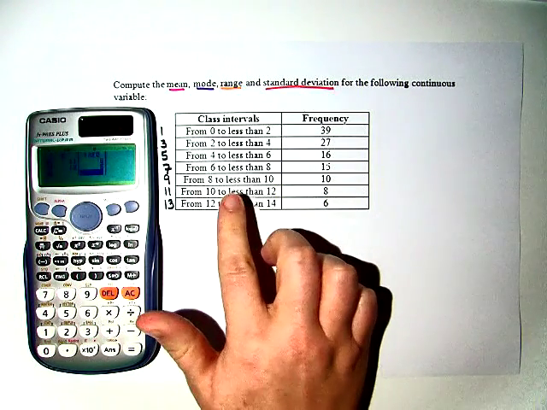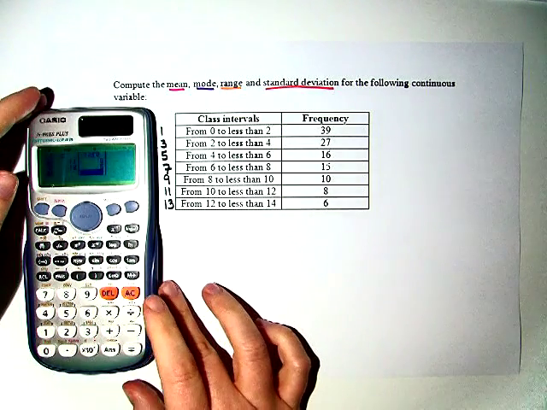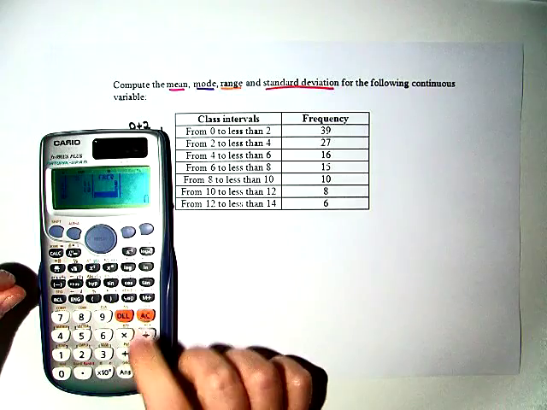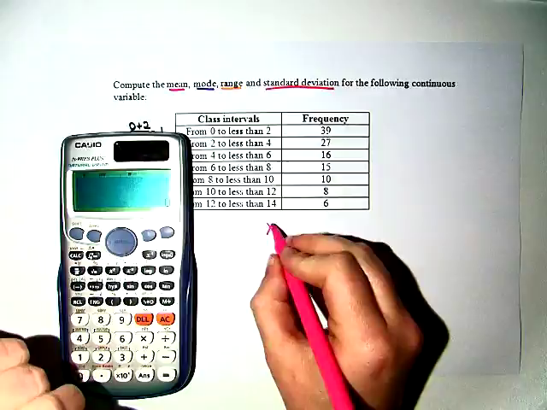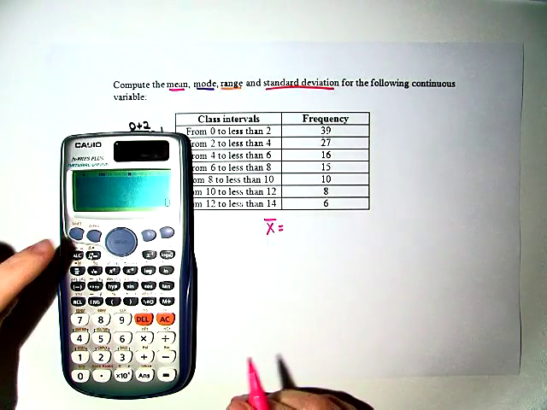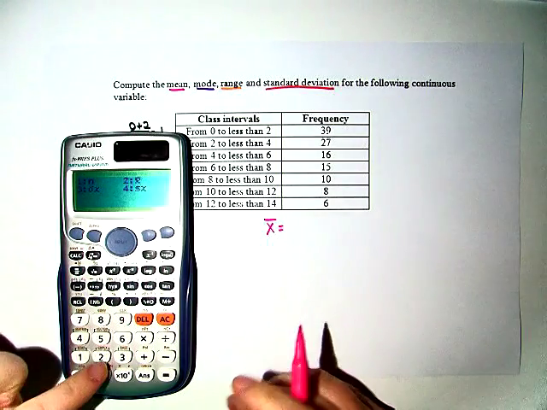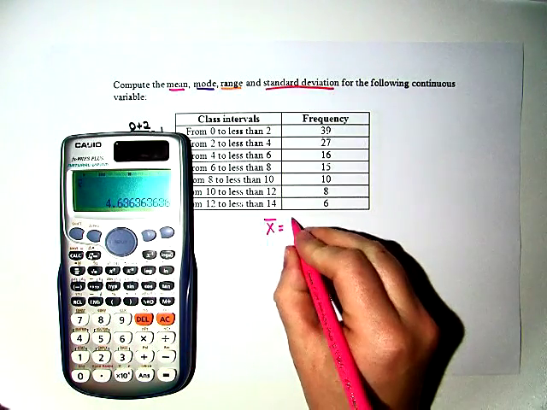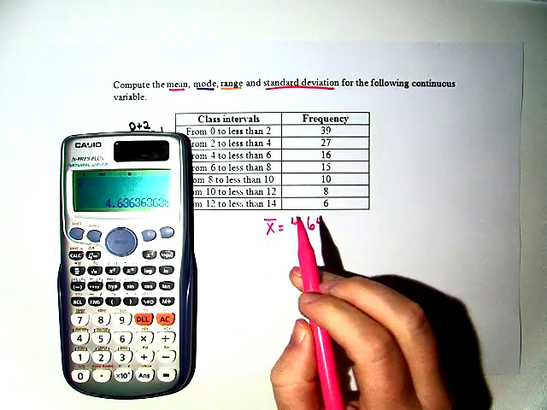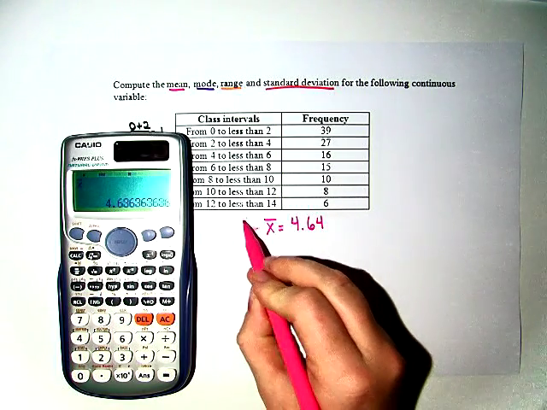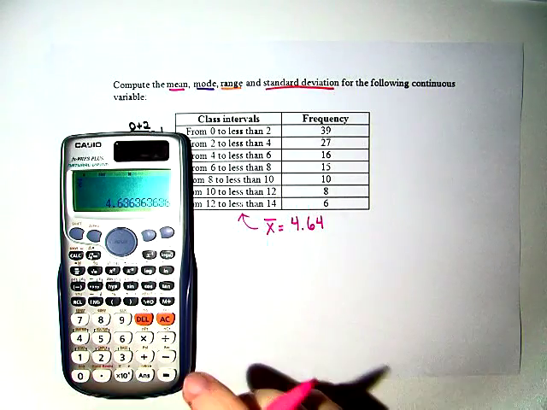Your frequencies should always match your data. If you get a mismatch, you know you've made a mistake and you need to go back and do it again. So we go back to the main page, and we're going to start by doing the mean. All right, you do Shift 1 to go into your stat. You're going to do variation, and you're going to do 2 for the mean. And we get that the mean is 4.64. Okay, 4.64 is here, not the frequency. Be very careful of that.